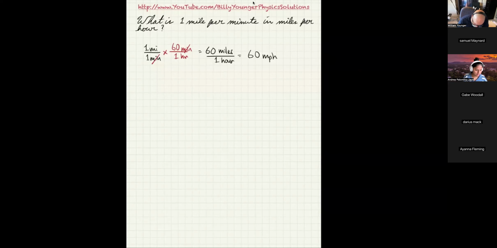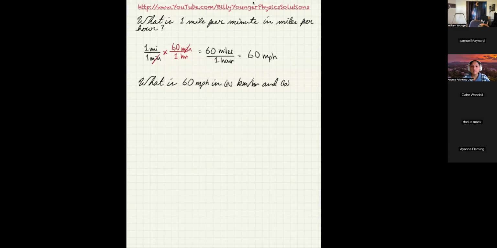This time I'm going to say, what is 60 miles per hour in A, kilometers per hour, and B, meters per second, because meters per second is what we're going to be using normally in the SI system. Okay.